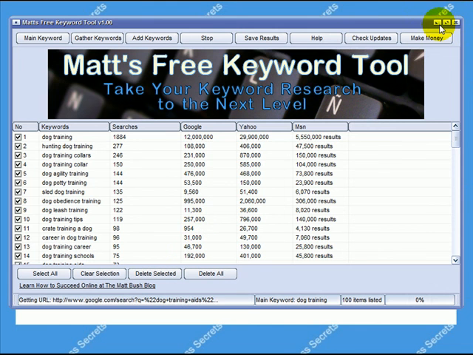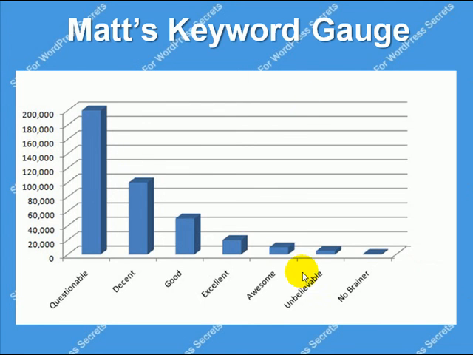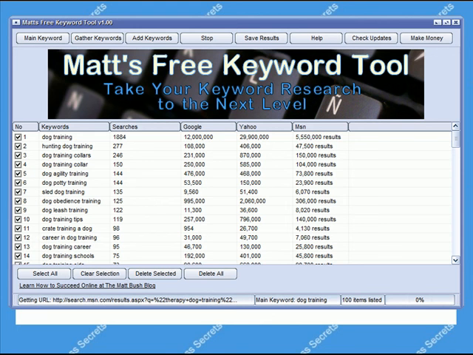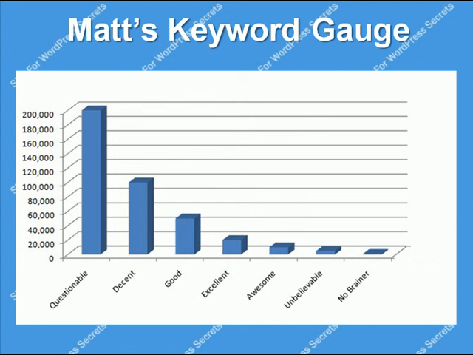So again, going back to my gauge here, and again, you can download the free videos. They'll explain it in a bit more detail than I am here. But essentially, the less competition you have, the better. And obviously, the more searches per day, the better. So again, that's keyword research in a nutshell. Once you have your keyword phrase, then I'm going to show you how to take that phrase and really emphasize it within your blog.